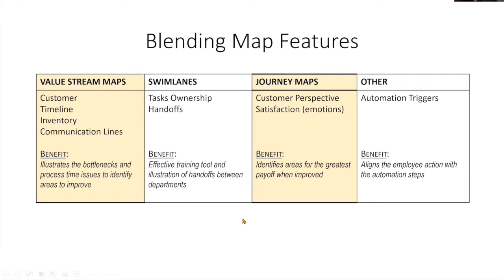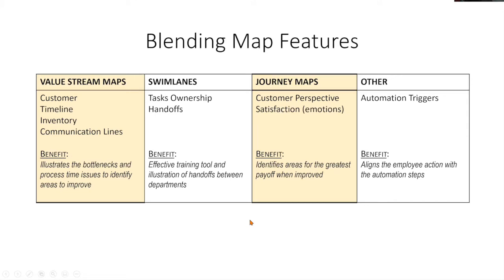between the different departments. The journey map is giving the customer perspective and the satisfaction levels. Where are we going to get the best payoff for what we want to improve? And then automation triggers is not really built into any of these, but it's very important as we work with technology projects. So these are all of the things that we've been trying to figure out.